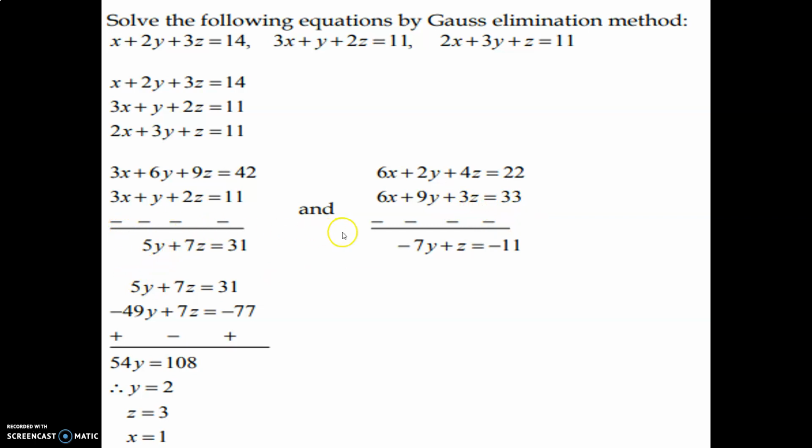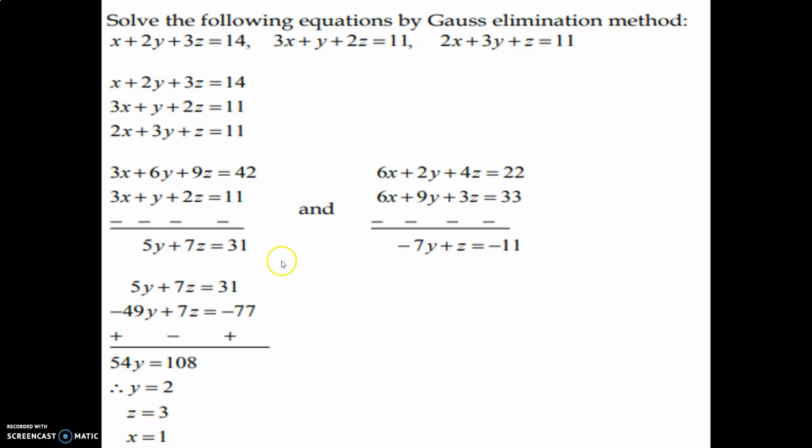Solving simultaneously and subtracting, we consider 5y plus 7z equal to 31, minus 7y plus z equal to minus 11. Now 5y plus 7z is equal to 31. So we multiply by 7 on both sides: minus 49y plus 7z equal to minus 77. Subtracting, minus minus becomes plus, 54y. 7z gets cancelled, 108. y is equal to 108 divided by 54, which is 2. So back substituting we derive z equal to 3, x is equal to 1.